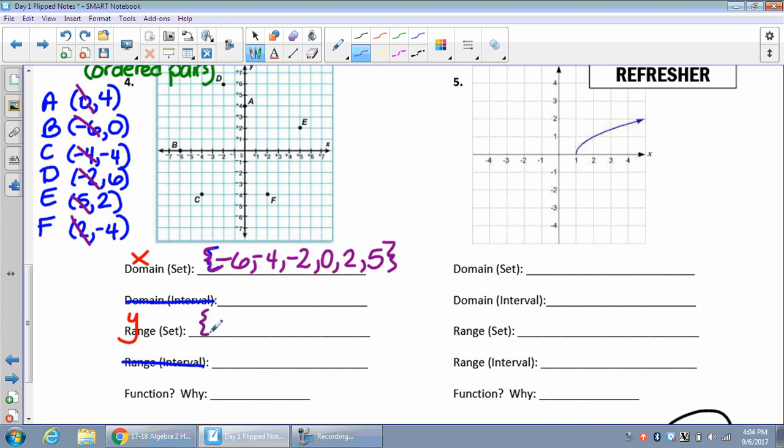So for the range, I'll start with my curly bracket again. Looking for the smallest value, it's going to be -4. I see that I have two -4s, but we only write one of them, so you can actually cross out both of those -4s. Next comes 0, and then 2, 4, 6, and that's it.